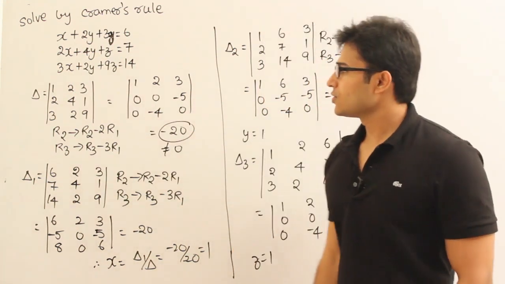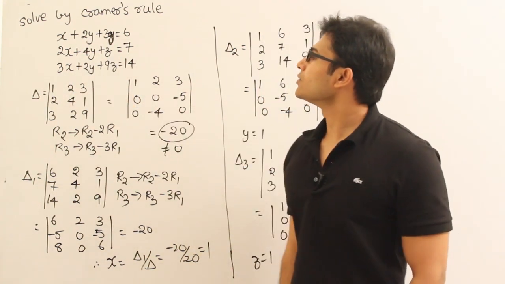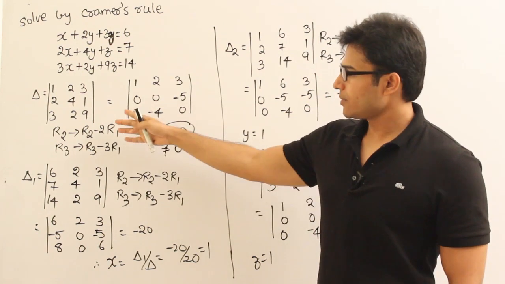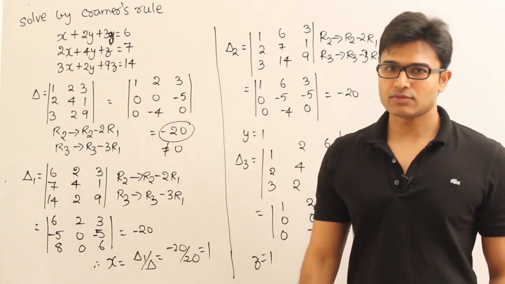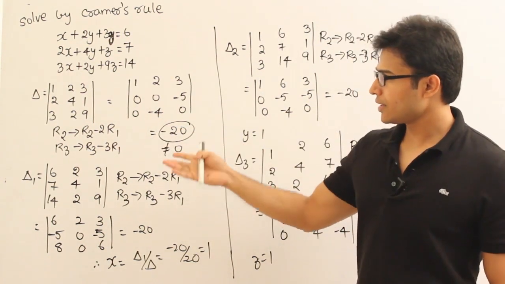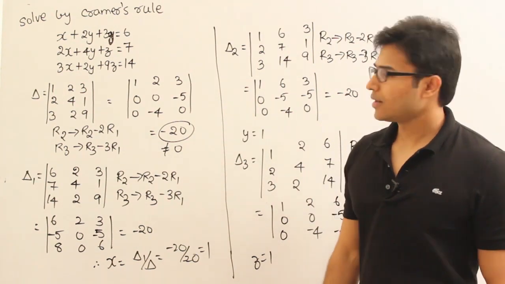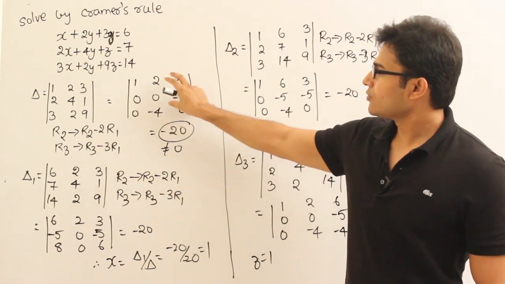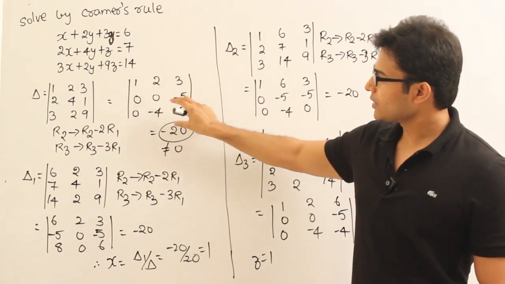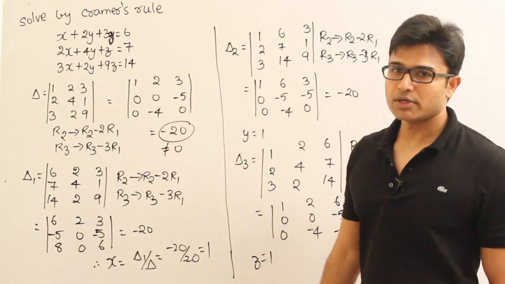Okay, so after that you can write delta equal to this, and now I'm just applying some row transformations. If you want, you can apply it. Otherwise, if you want to directly expand it, you can do it since it is a small matrix, right? And then if you find out the determinant, the value of the determinant is found to be minus 20.